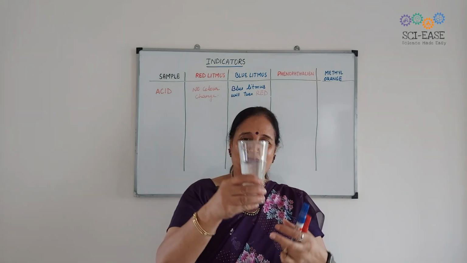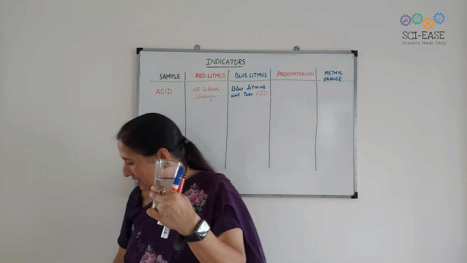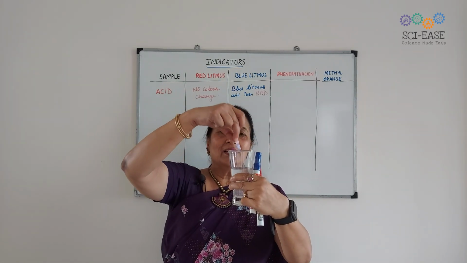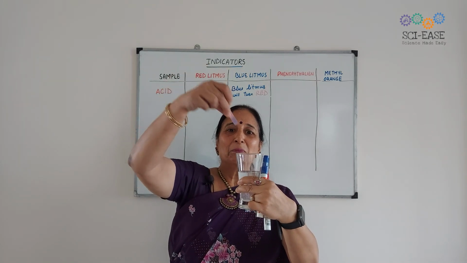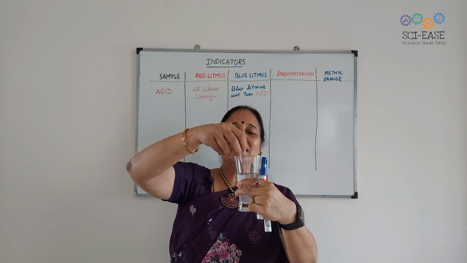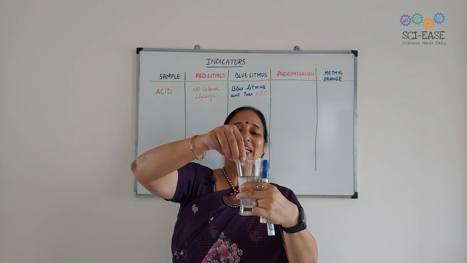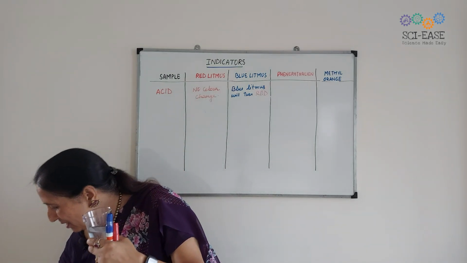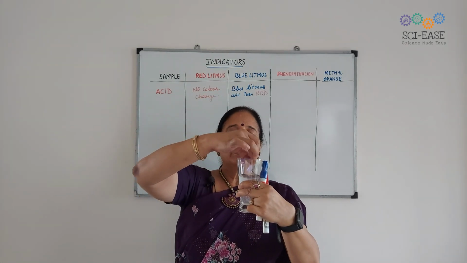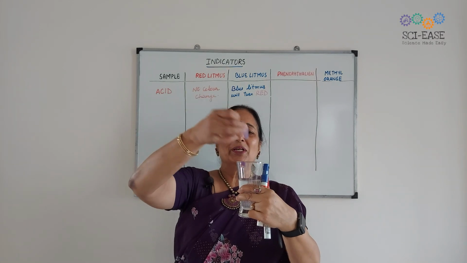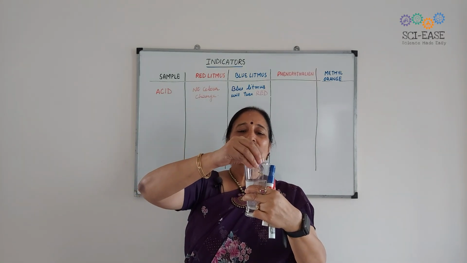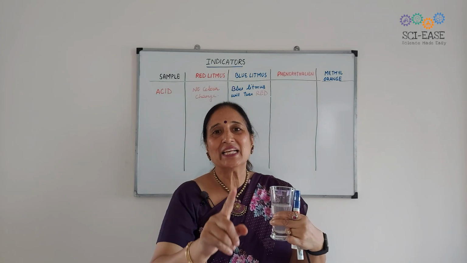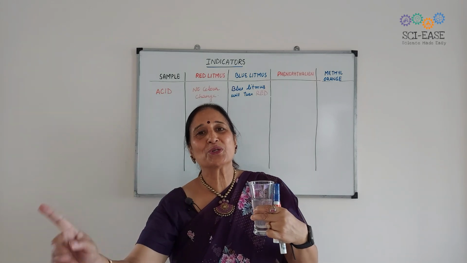This is glass B. First, I will put red litmus paper into it. What you will see? That it will turn blue. Red litmus will turn blue. So, bases turn red litmus blue. And when I will put blue litmus to it, there will be no color change. So, acids turn blue litmus to red and bases turn red litmus to blue.